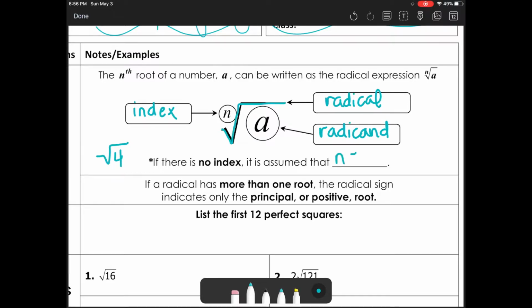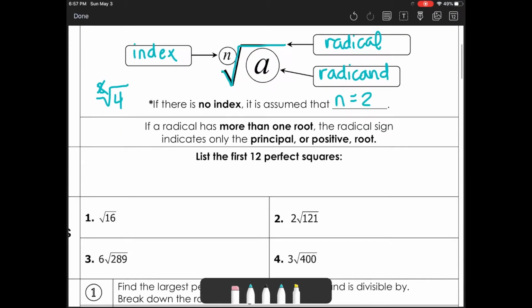If there's no index number, if you only see a radical with a number underneath, we assume that that is a square root, and so we assume that n is equal to 2. If we had a 2 here, that would be the same thing as the square root of 4. So when we do square roots, we don't write the index, we just use the radical with the number.